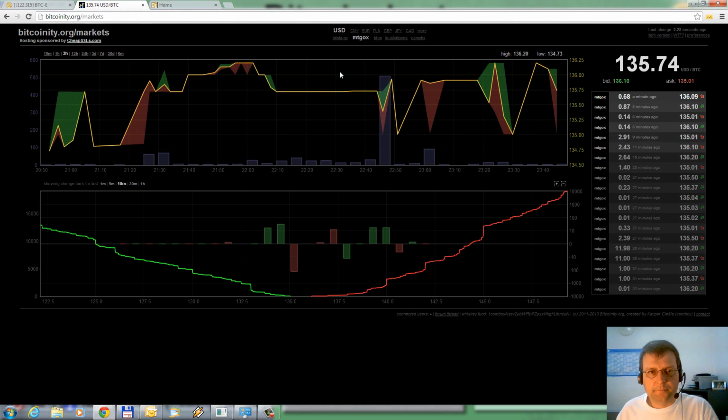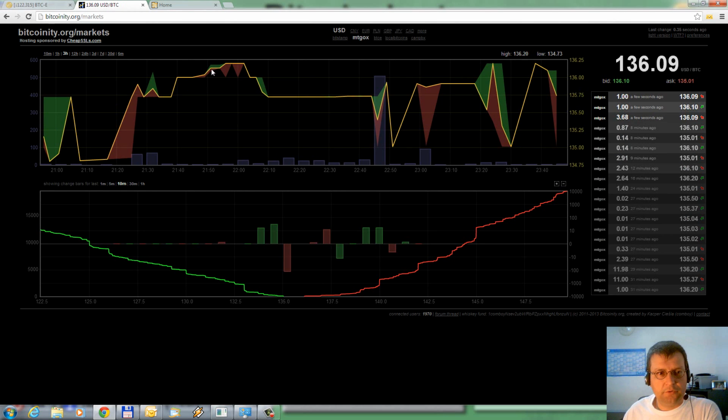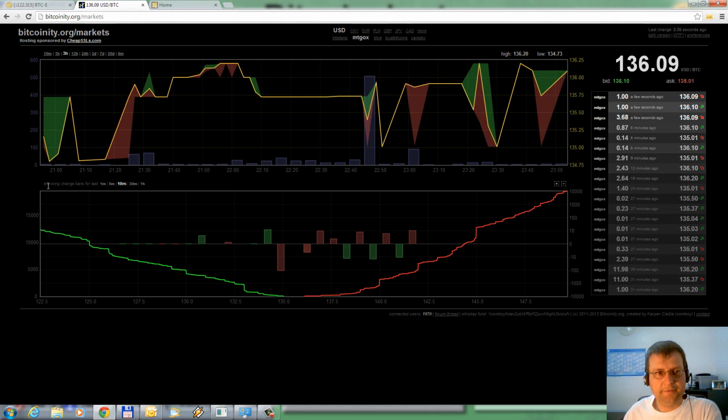Okay, but today we want to have a look at the markets, and by clicking markets you usually get the Mt. Gox USD market. The upper diagram shows the development of the Mt. Gox USD market price in the last 3 hours, because as you can see here, you can select the time window, and at the moment we have 3 hours.